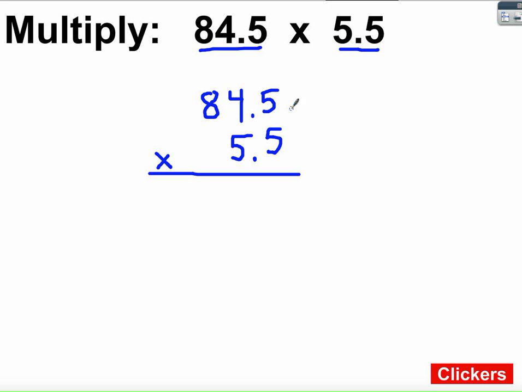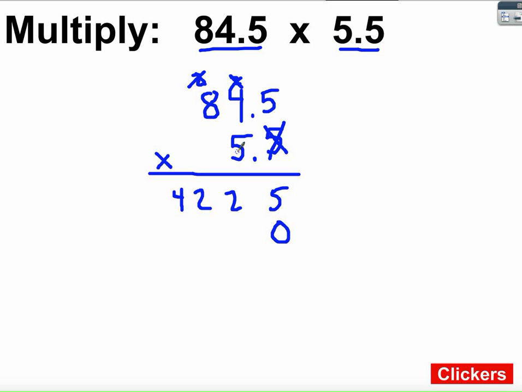So we're going to think 845 times 55. So 5 times 5 is 25. 5 times 4 is 20, plus 2 is 22. 5 times 8 is 40, plus 2 is 42. Okay, so our multiplication rules are all the same. When we're done, we play tic-tac-toe, X's and O's, and we get rid of these little guys on top.